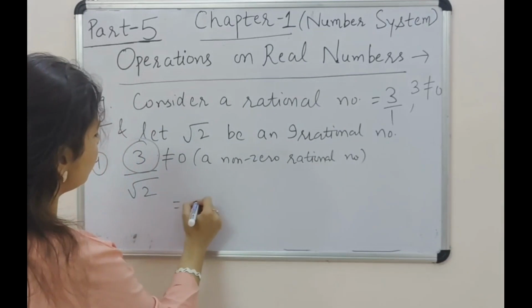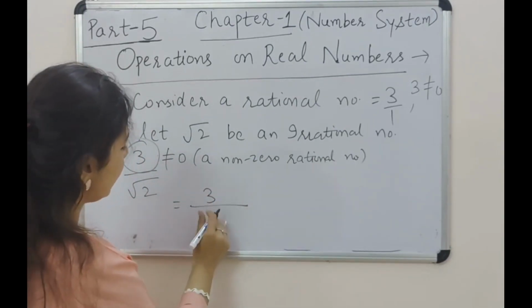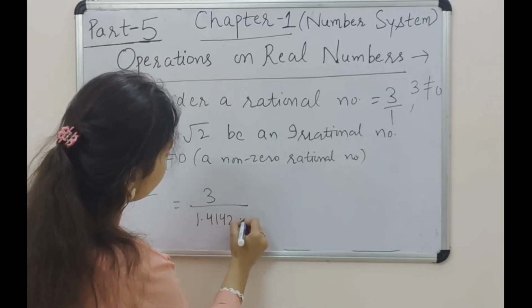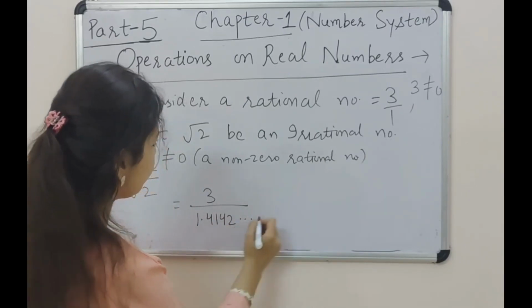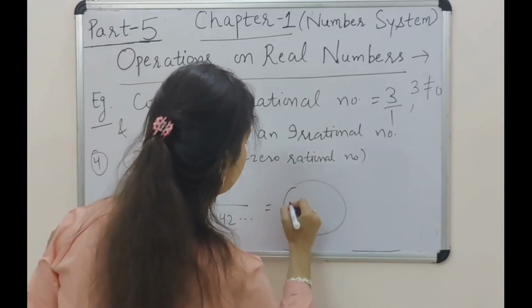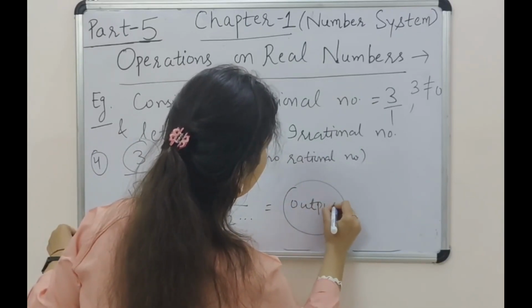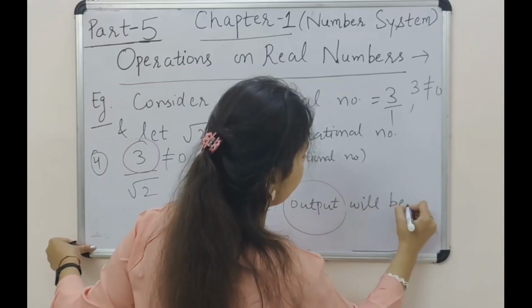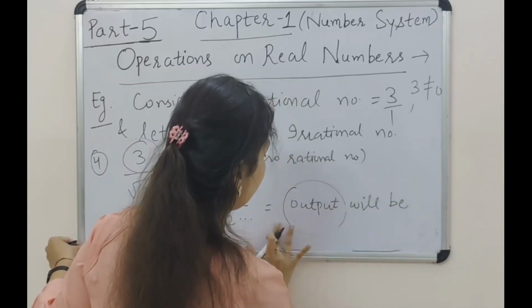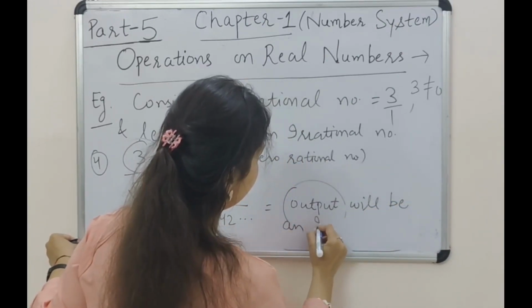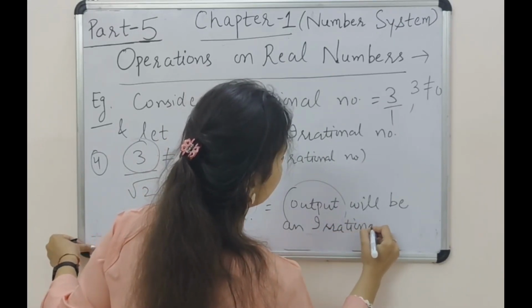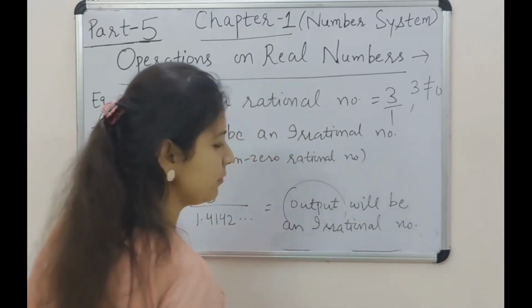So 3 upon, and we know the approximate value of root 2 is 1.4142, it goes on and on and on. So whatever the output is going to be, it will again be an irrational number. Your output will be an irrational number. Hence proved.